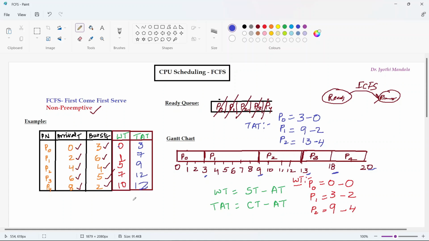This is how the waiting time and turnaround time of each process can be calculated by using these two formulas. Sometimes you may be asked to calculate the average waiting time and average turnaround time. How will you calculate the average waiting time? The total of these values divided by the number of processes.